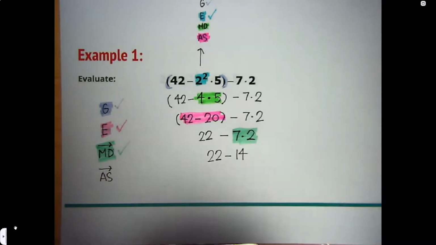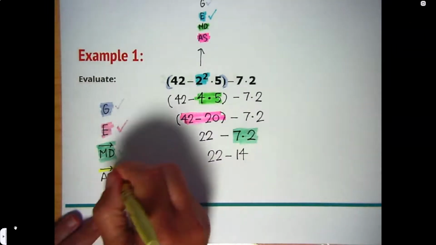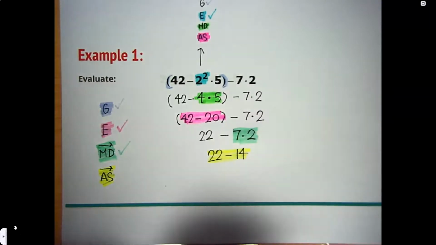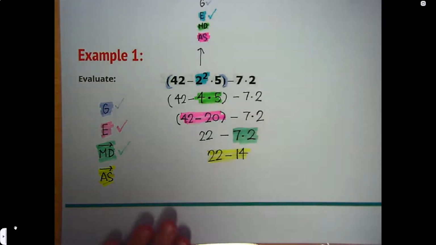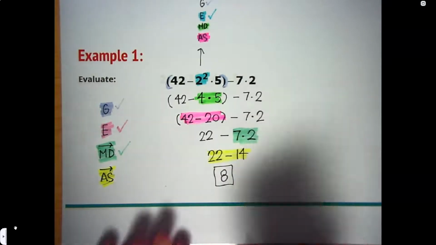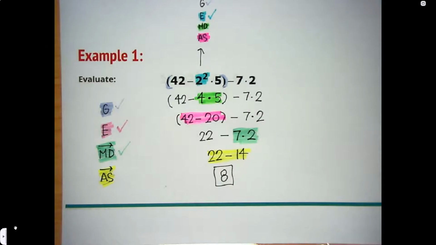And now I'm down to the end, to the adding or subtracting. And all I've got left to do is this subtraction. So now I'll do 22 minus 14, and the answer should be 8. So the value of this expression is 8.